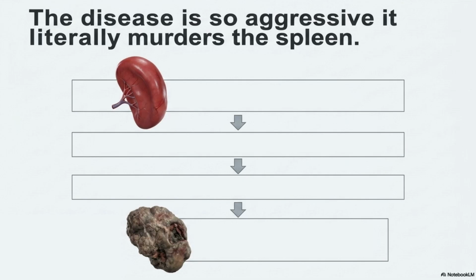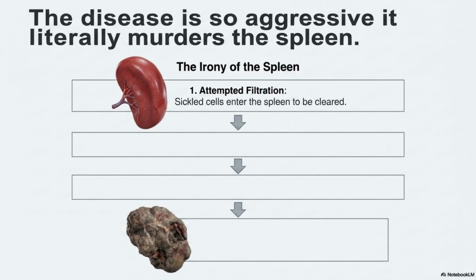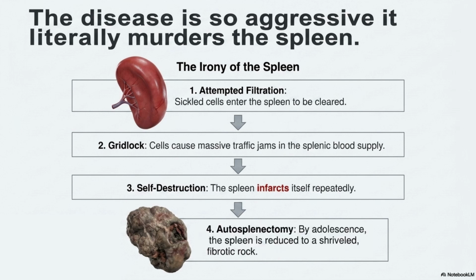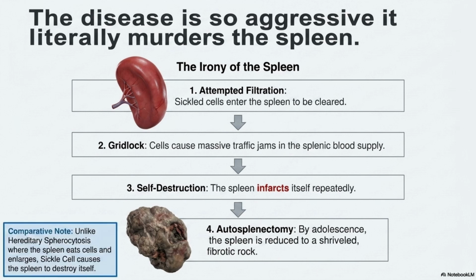Now let's talk about the spleen. The disease is so aggressive it literally murders the spleen. This is the irony of the spleen. Step 1 is attempted filtration, as the spleen tries to clear the sickle cells. Step 2 is gridlock, causing massive traffic jams in the splenic blood supply. Step 3 is self-destruction as the spleen infarcts itself repeatedly. And step 4 is autosplenectomy by adolescence. The spleen is reduced to a shriveled fibrotic rock. Read the comparative note. Unlike hereditary spherocytosis, where the spleen eats cells and enlarges, sickle cell causes the spleen to destroy itself.